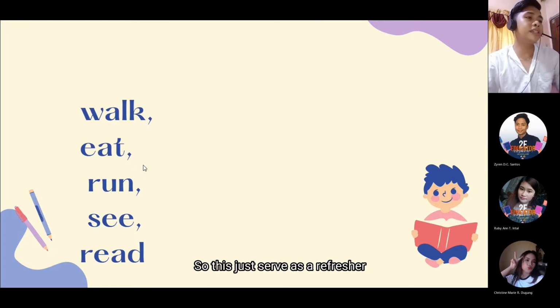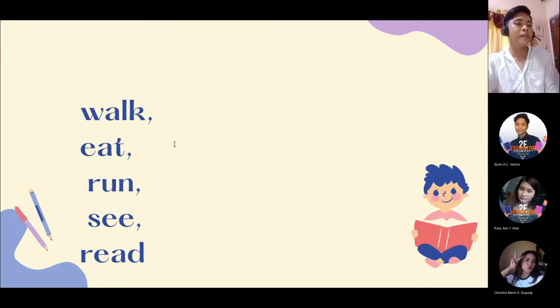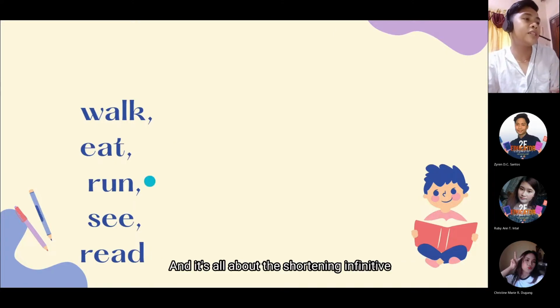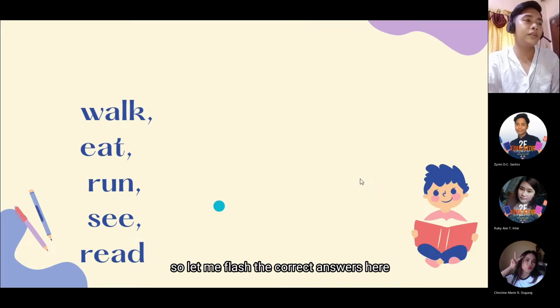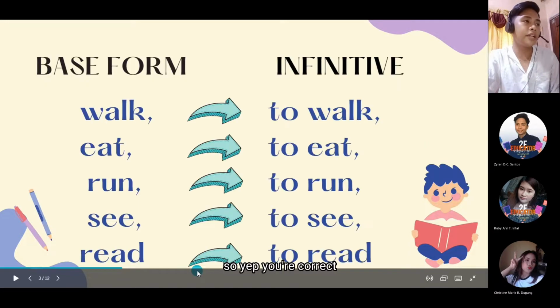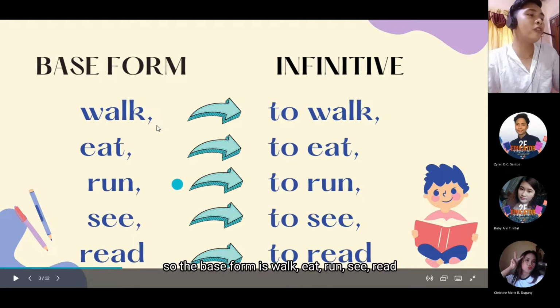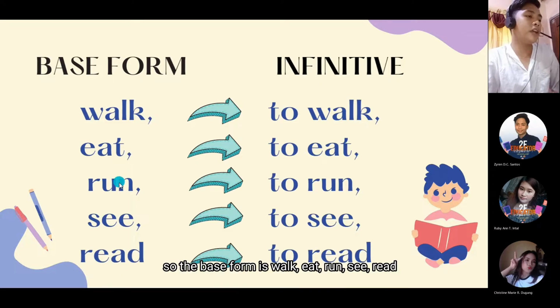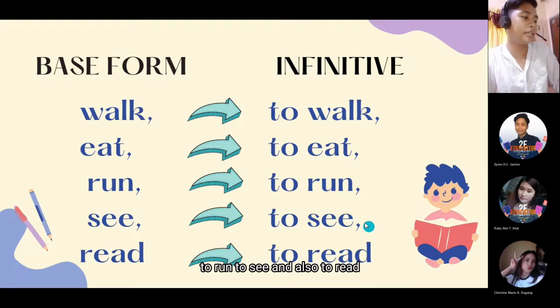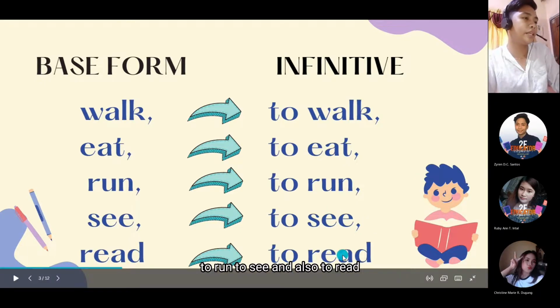This just serves as a refresher before we transition to our new lesson for today, and it's all about the shortening infinitive. Let me flash the correct answers here. You're correct. The base form is walk, eat, run, see, read, while the infinitive form is to walk, to eat, to run, to see, and also to read.